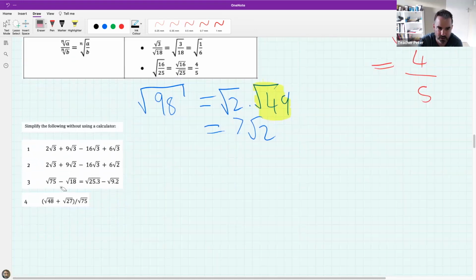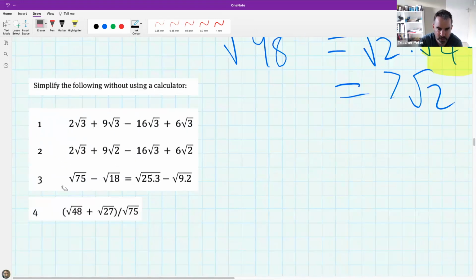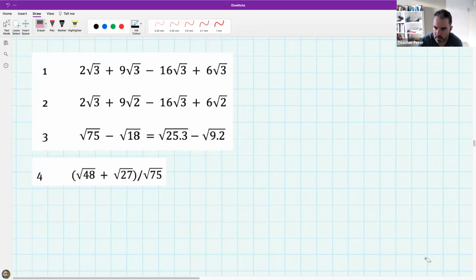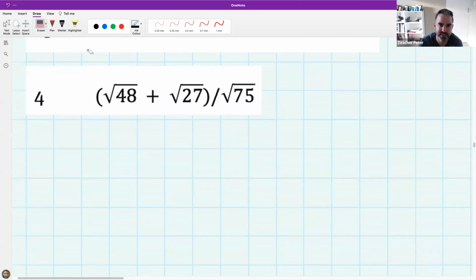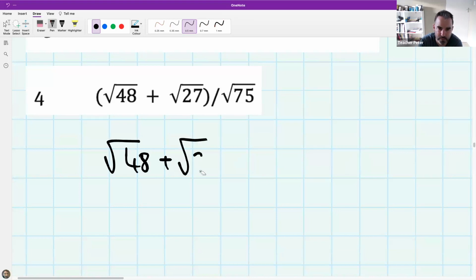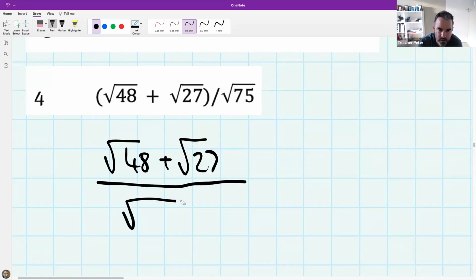So I'm going to ask you to do question 4. So question 4 looks like that. If I had to rewrite it in the way that I prefer, it would be written like this. And we have to simplify this using the laws of surds. And I'm going to wait for people to make comments around where they think their first stop should be. Where do you think our first stop should be?